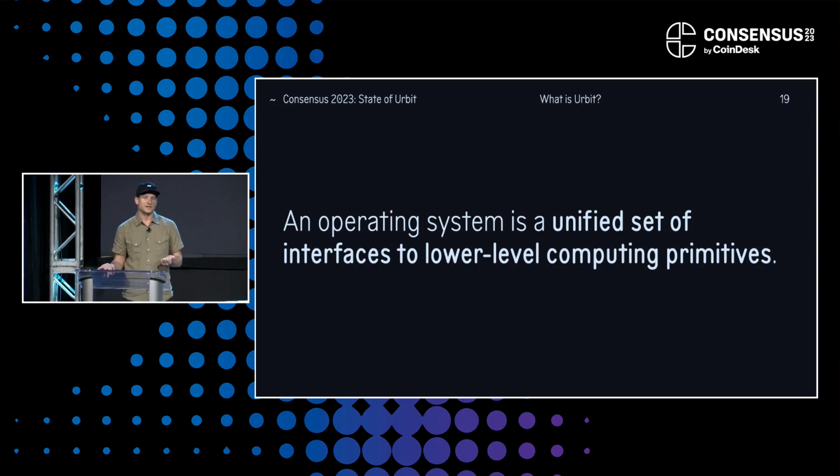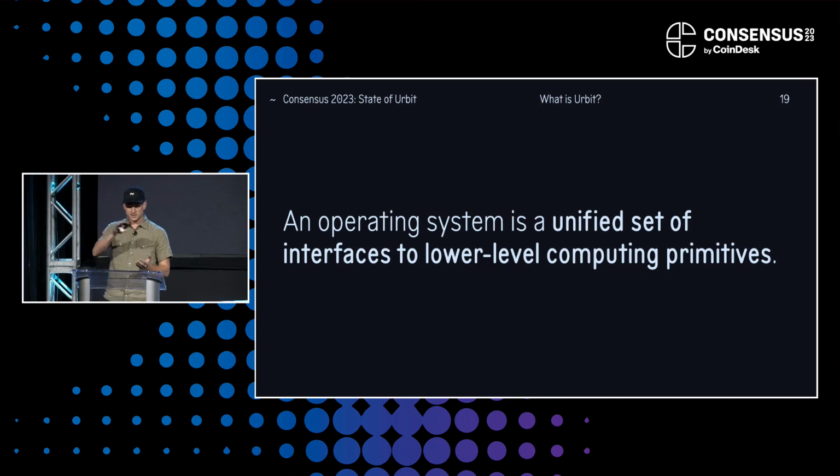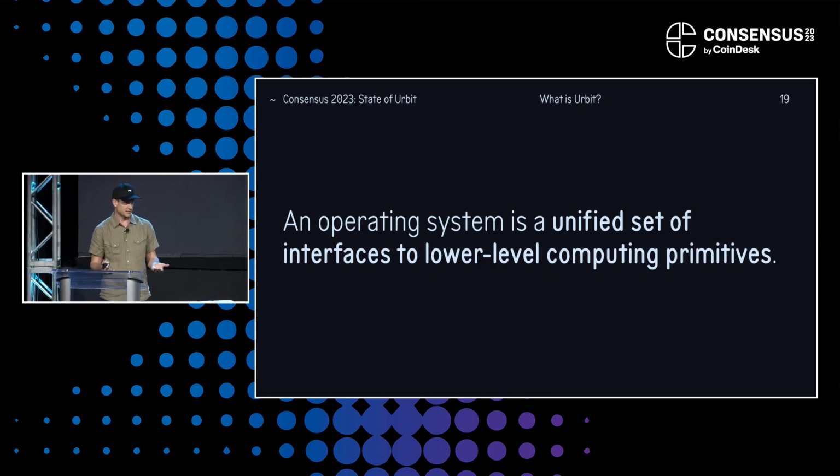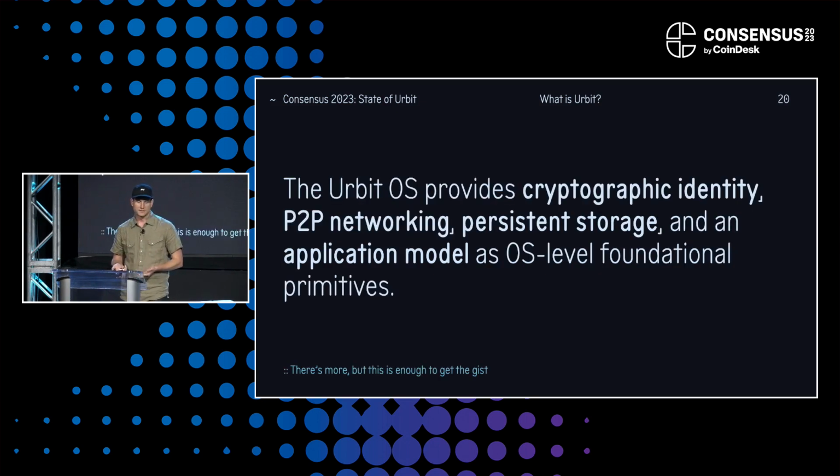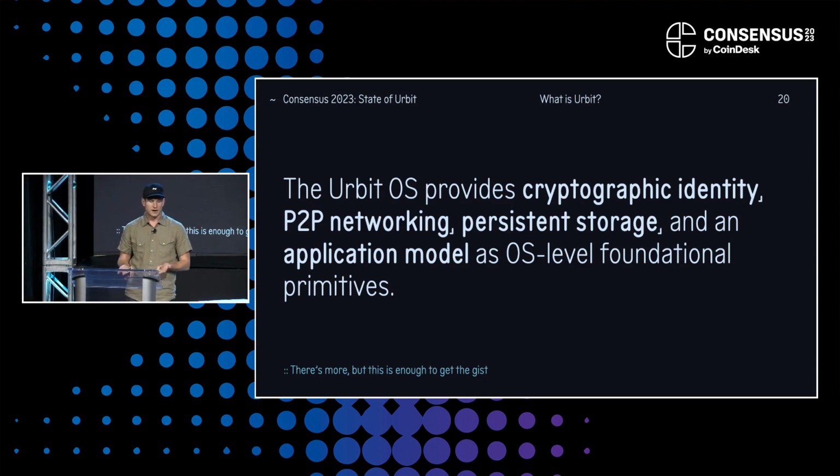Right? It's a unified set of interfaces to lower-level computing primitives. Right? It's unified, as in you've got a series of things you can do that are all designed to work together. It makes it nice for a developer to use and build with. Okay? What Urbit provides is cryptographic identity, P2P networking, persistent storage, right? An application model for taking advantage of all these things, right? At an OS level. Okay, there's a little more, but this will kind of get the point across, and we'll focus on these things.